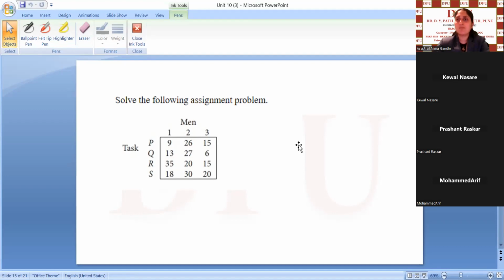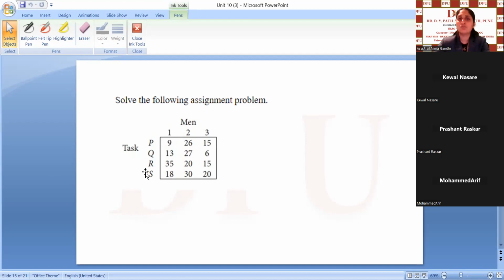In the transportation problem, you are interested in knowing the cost of the transportation. Here, assignment means you are assigning the task. One person can do just one task, and one task requires just one person for the completion.